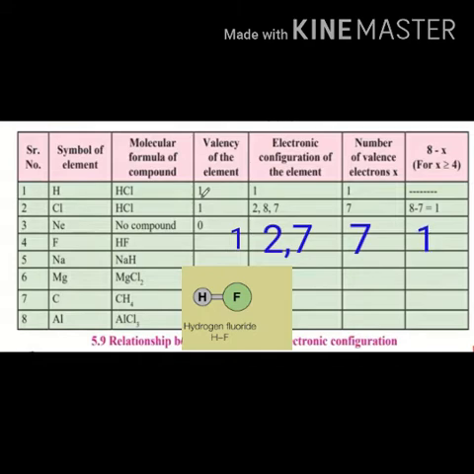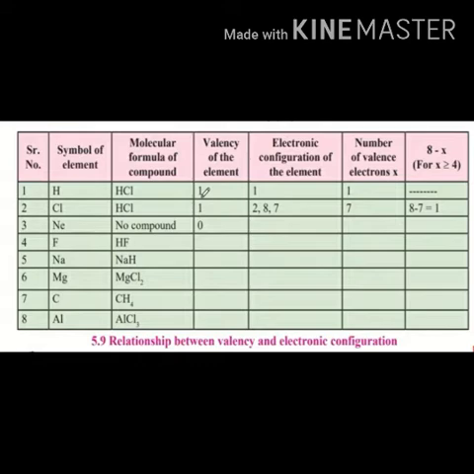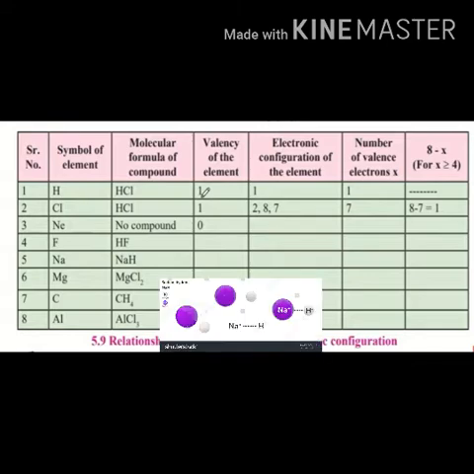Number 5 is sodium. Symbol is Na. Compound which it forms with hydrogen is NaH, that is sodium hydride. As only one atom of sodium is combined with hydrogen, hence valency of sodium is 1. Its electronic configuration is 2, 8, 1. It contains 1 electron in the outermost shell. Hence, number of valence electrons is 1. So, 8 minus 1 is equal to 7.